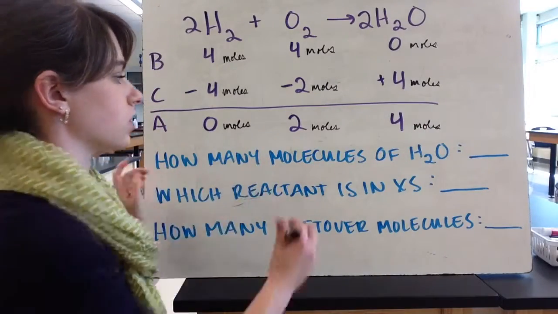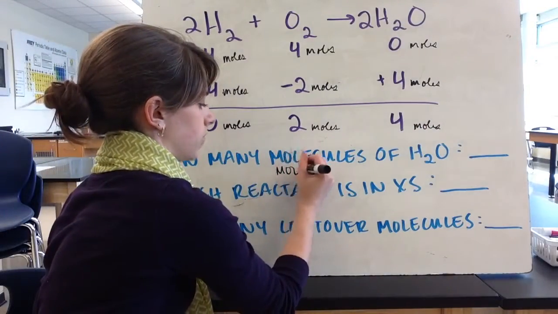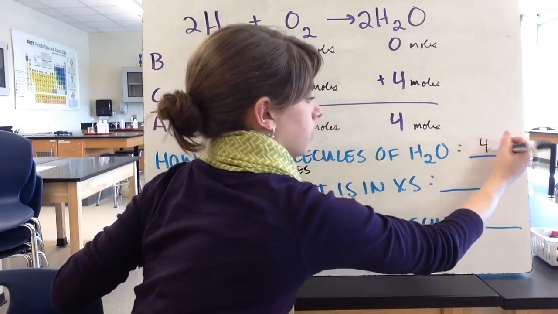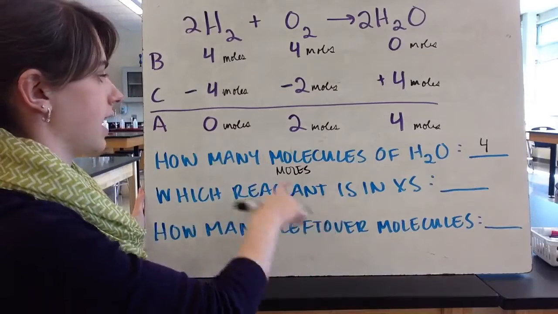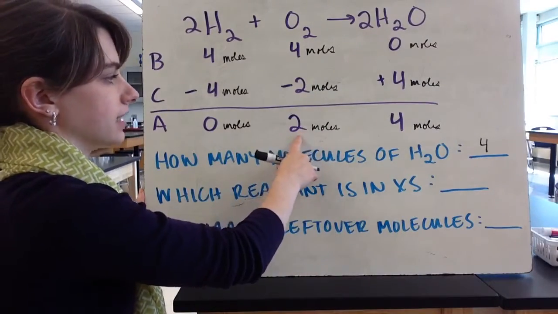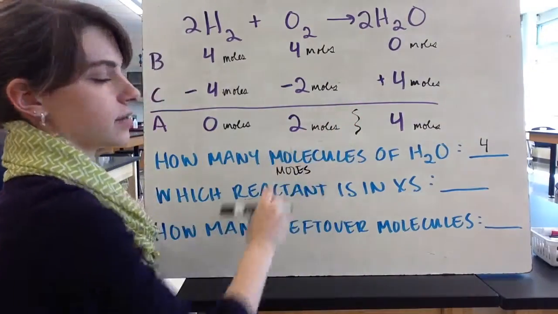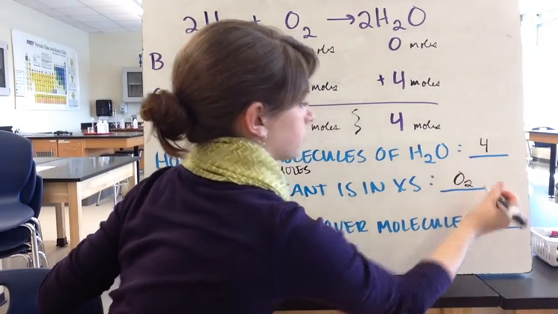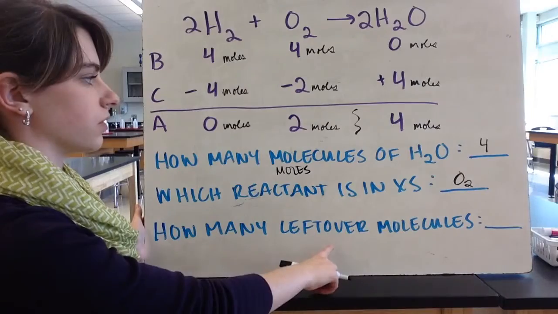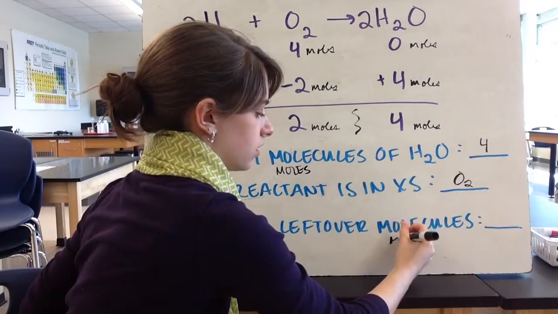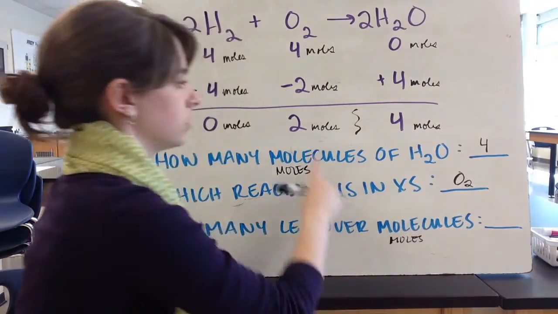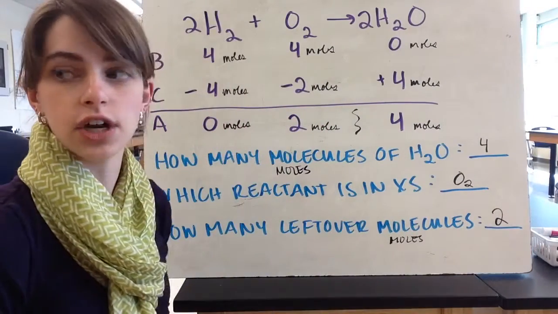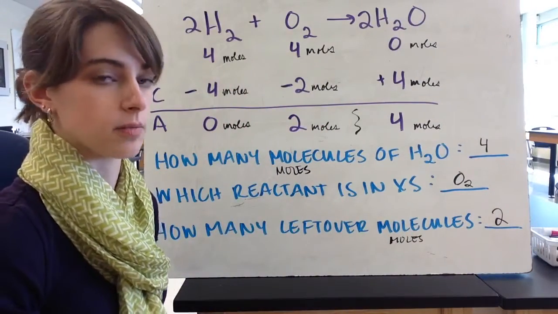So how many moles or molecules of water? We made 4. Which reactant is in excess? Remember, this is our reactant side, which one did we have leftovers of? We had leftovers in the oxygen. And then how many leftover molecules or moles? We had 2. So if you look back in your notes, those are the same answers we got from drawing the particle diagrams.